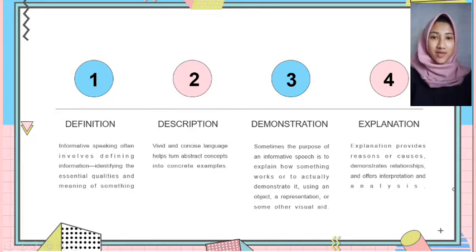And the last is explanation speech. Explanation speech provides reasons or causes, demonstrates relationships, and offers interpretation and analysis. An explanatory speech explains the state of the topic.